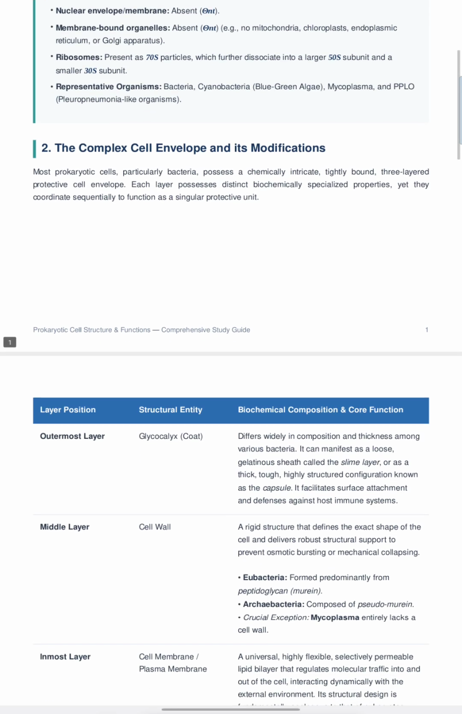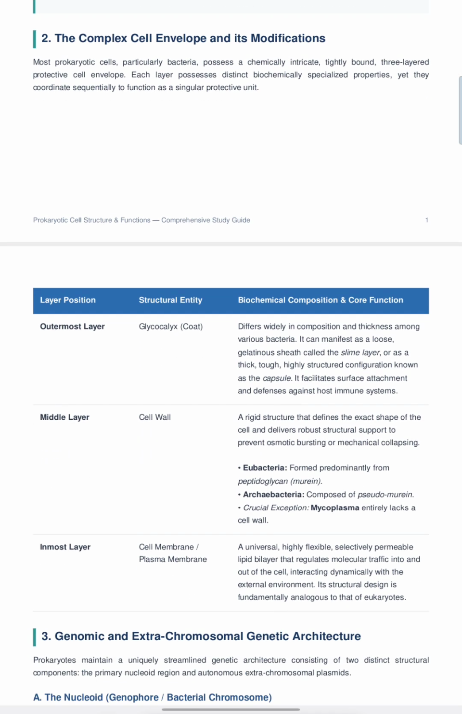So the next topic is the complex cell envelope and its modification. The cell envelope is the boundary of the cell, also known as the envelope, membrane, or lamella. Most prokaryotic cells, particularly bacteria, possess a chemically intricate, tightly bound three-layer protective cell envelope. Each layer possesses distinct, biochemically specialized properties, yet they coordinate as a functional unit.